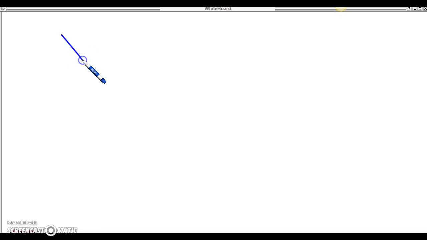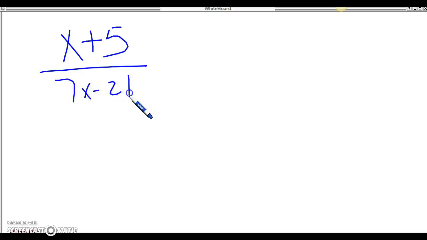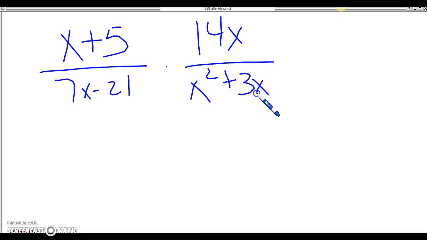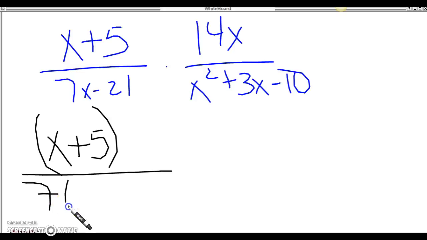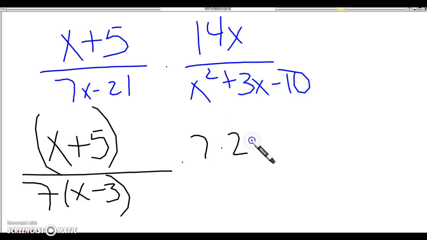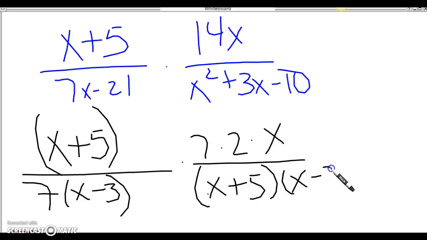And I want to write it on the board. So I have x plus 5 over 7x minus 21 times 14x over x squared plus 3x minus 10. Now, first thing that I would like to do is factor. So the first one I can't factor. It's going to stay the same, so I have x plus 5. The bottom one I can factor out a 7, and I get x minus 3. The top one I can factor into 7 times 2 times x. And then the bottom one I can do x plus 5 times x minus 2.